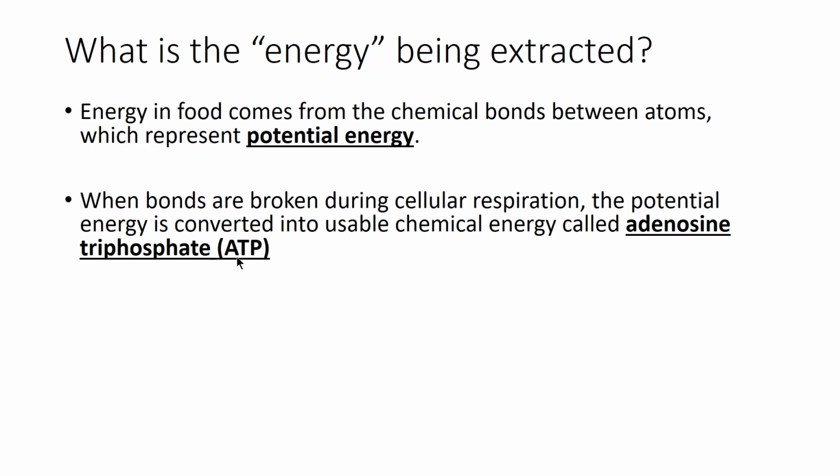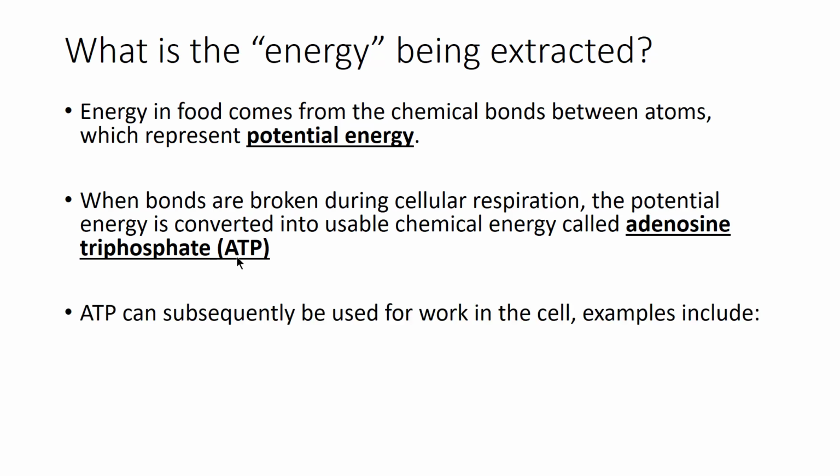So the food contains potential energy. That potential energy is then converted into ATP. Your body then stores ATP, kind of like you hold on to cash, and then it can spend it wherever it's needed. ATP is kind of like cash. You can use it in a variety of places. Not necessarily everything, but a lot of things can use it.